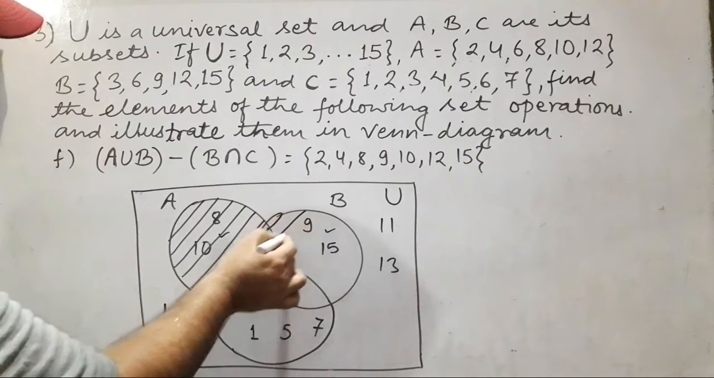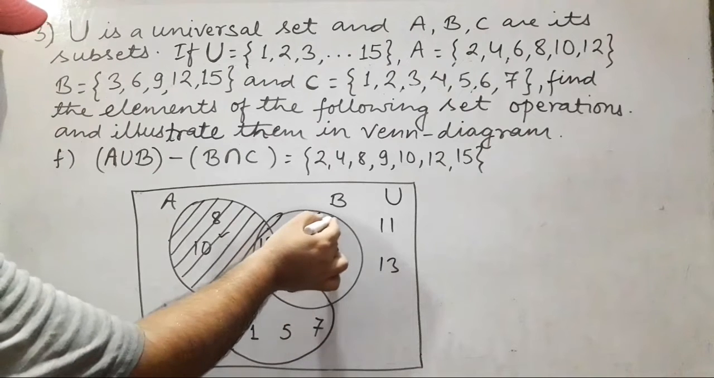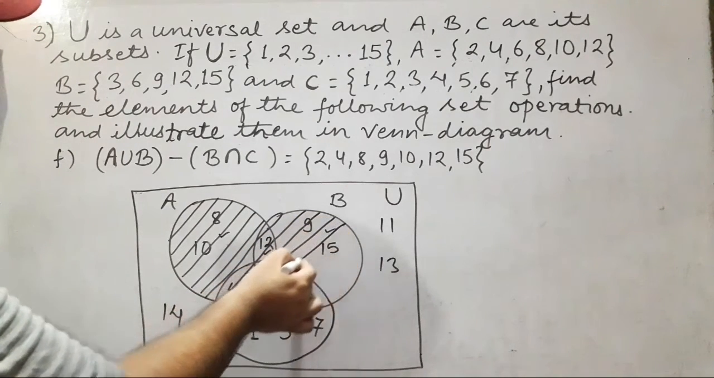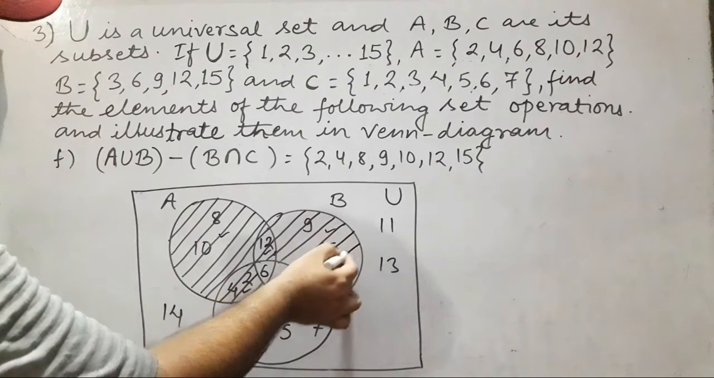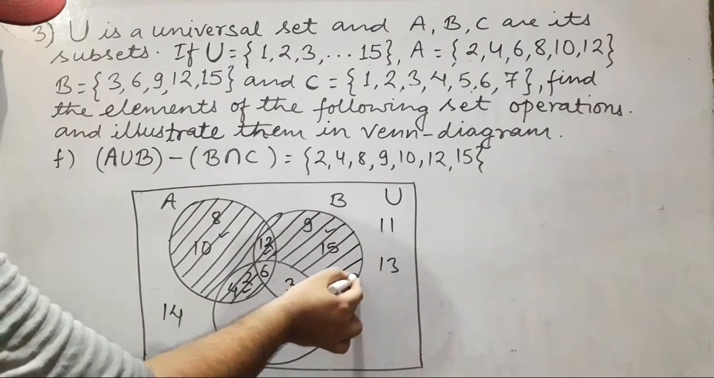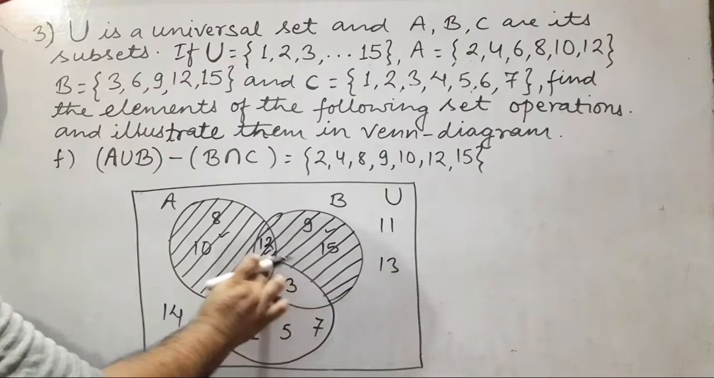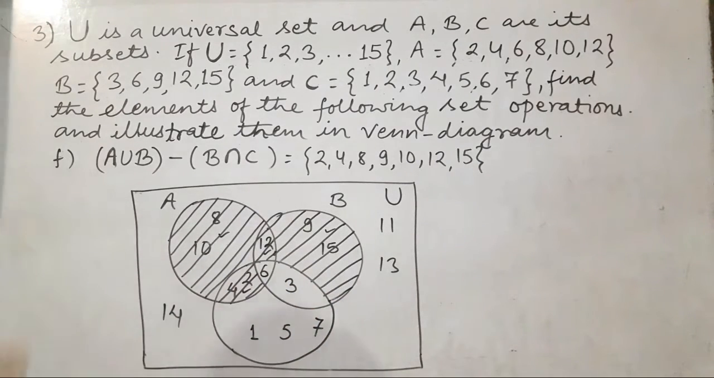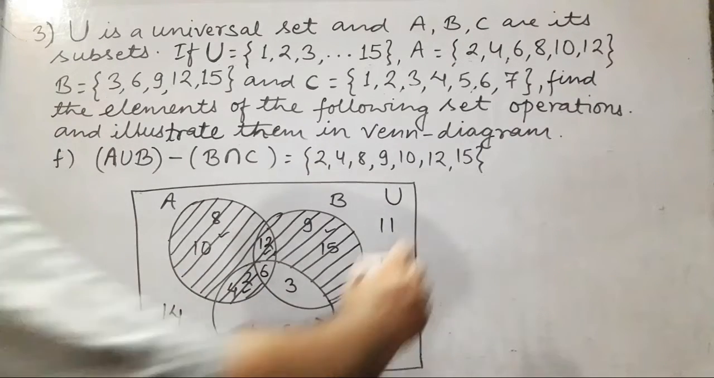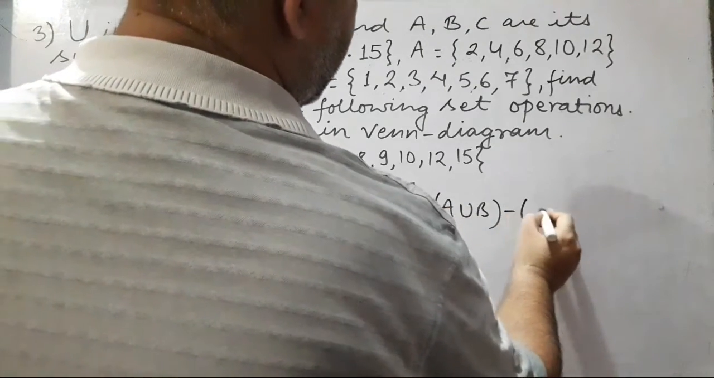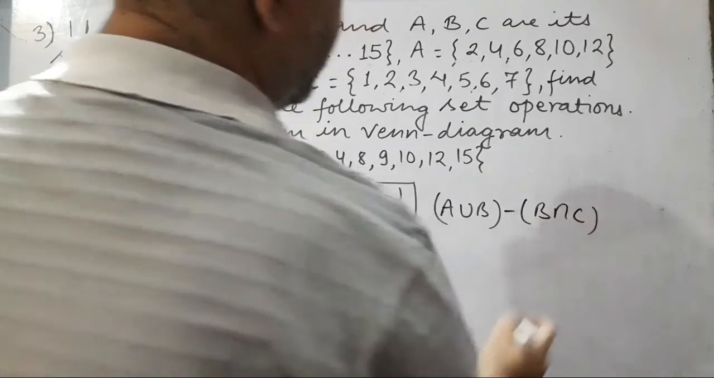Okay, this part I forgot to shade. Do not enter into other parts. Shade only the part which we have ticked. Okay, this is the part. So this is A union B minus B intersection C.